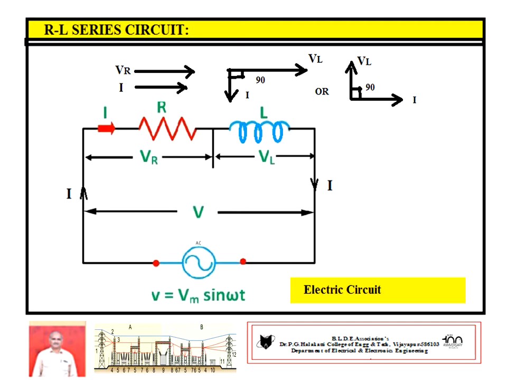Let capital V be the RMS value of the applied voltage, which causes the flow of capital I, the RMS value of current. This RMS value of current remains the same. That is, the same current is flowing through resistance R and inductance L.